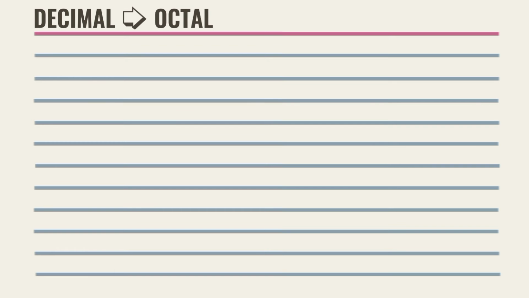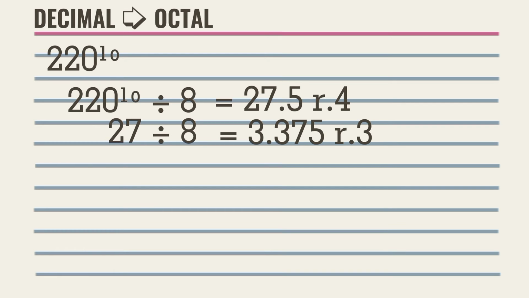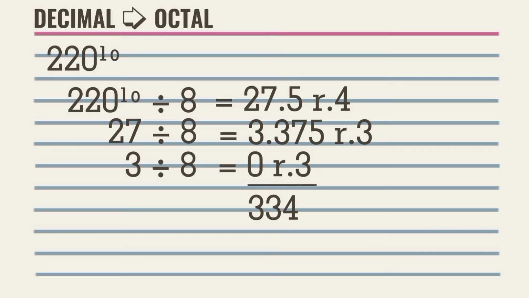Next is decimal to octal. Since our given decimal is 220, we'll divide it to 8, which would equal to 27.5 with a remainder 4. Next is take the 27 and divide it with 8, then we'll get 3.375 with a remainder 3. Lastly, take the 3, divide it with 8, then we'll get 0, and its remainder is 3. Let's rearrange all of the remainders from bottom to top, and we'll get 334 base 8 as the octal form of 220 base 10.